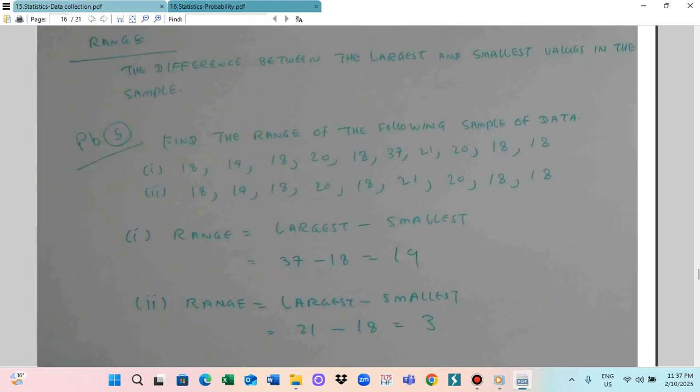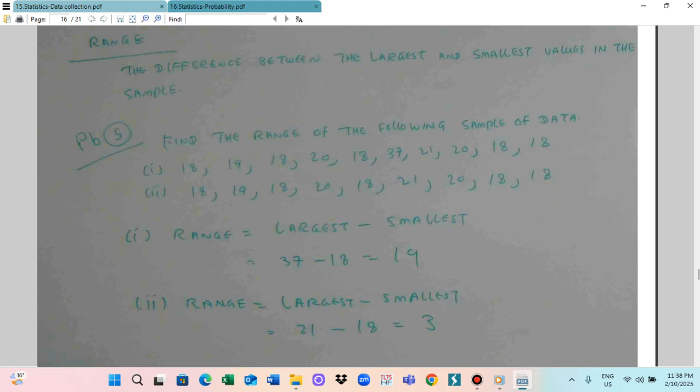Okay, range is the difference between the smallest and the largest data. So this becomes the range. You find the range between the smallest and the largest number. The difference between the smallest and the largest becomes the range. Range is largest minus smallest. So we can calculate the range.